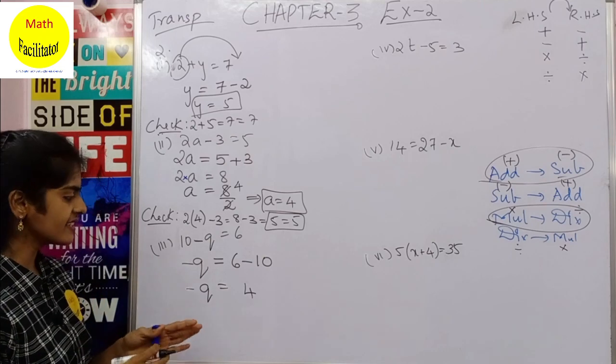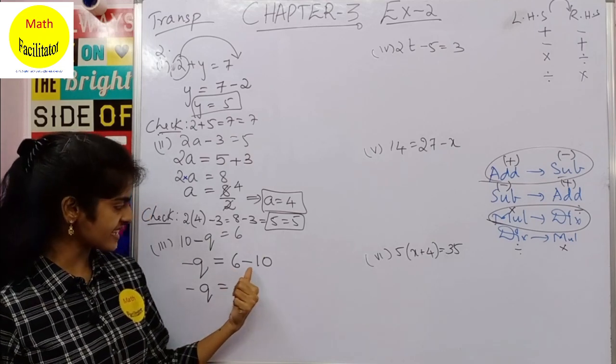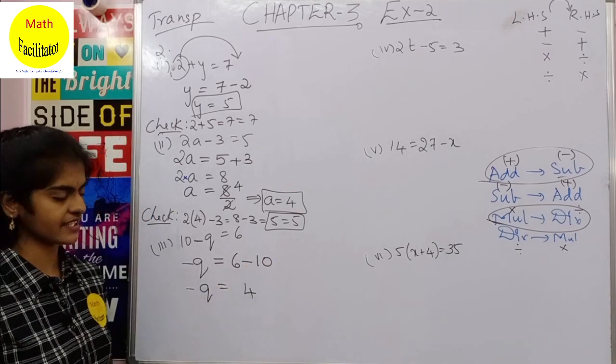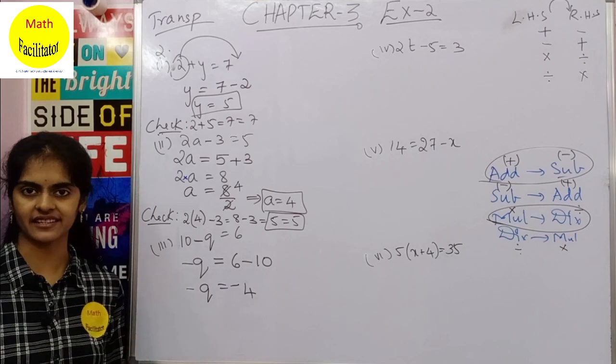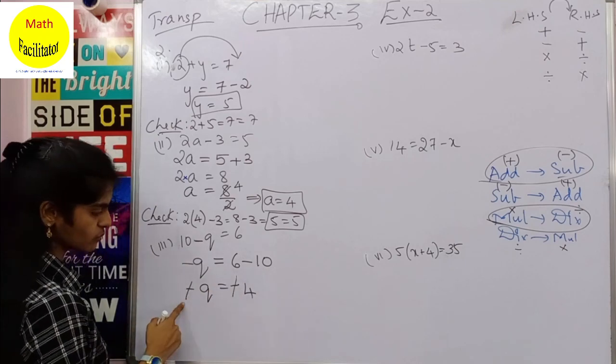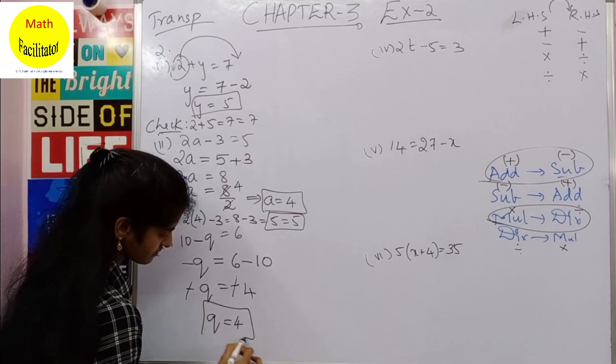The sign of the answer will be the sign of the bigger number. Now out of 6 and 10, which is bigger? 10 is bigger. 10 has which sign? Negative sign. So you will have a negative sign. Clear? So now see, you have 2 negative signs here, so both the signs get cancelled. So q equals 4.